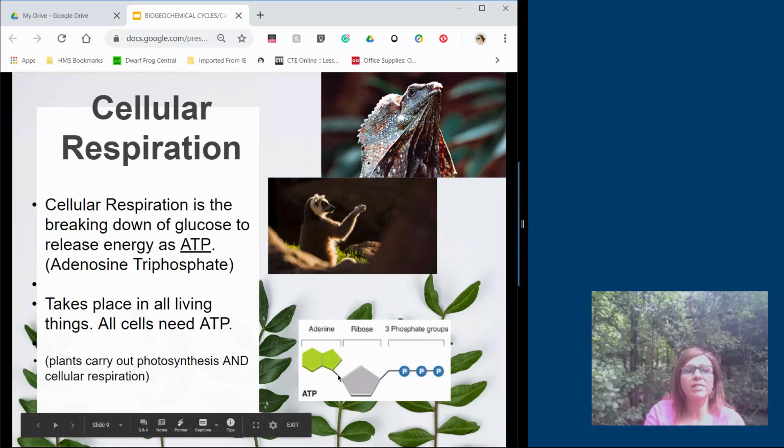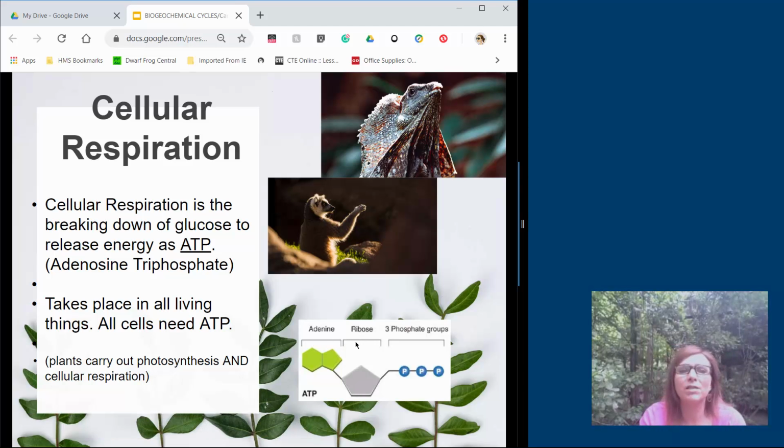Okay, so this is actually your ATP molecule down here on the bottom. I don't know if you remember this, but it looks pretty, sorry, my Molly Jo's getting a little crazy over there.